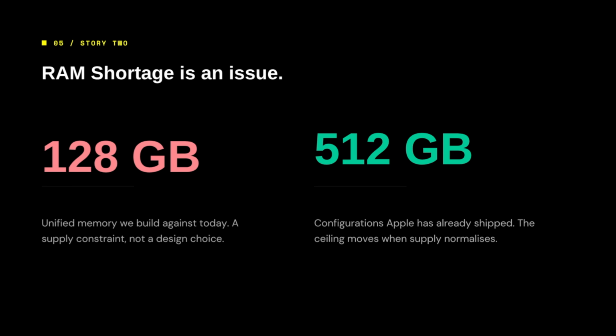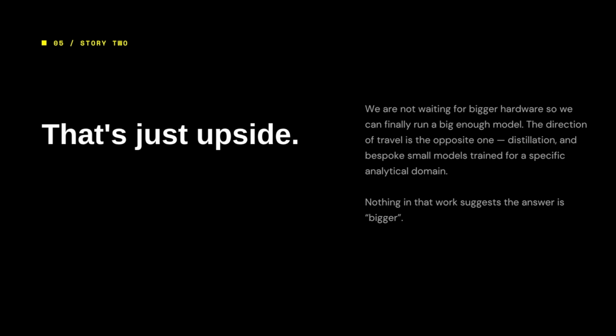We're not sitting here waiting for bigger hardware so we can run big models. Our direction of travel is the opposite. We're going distillation, we're going smaller. We're looking for bespoke models that are trained on specific analytical domains. We're testing different open source models right now to find the balance of accuracy and speed, but nothing that we've found so far suggests the answer is bigger is better. Now look, if the memory ceiling rises, that's great. We'll use it, but the architecture itself doesn't require it.